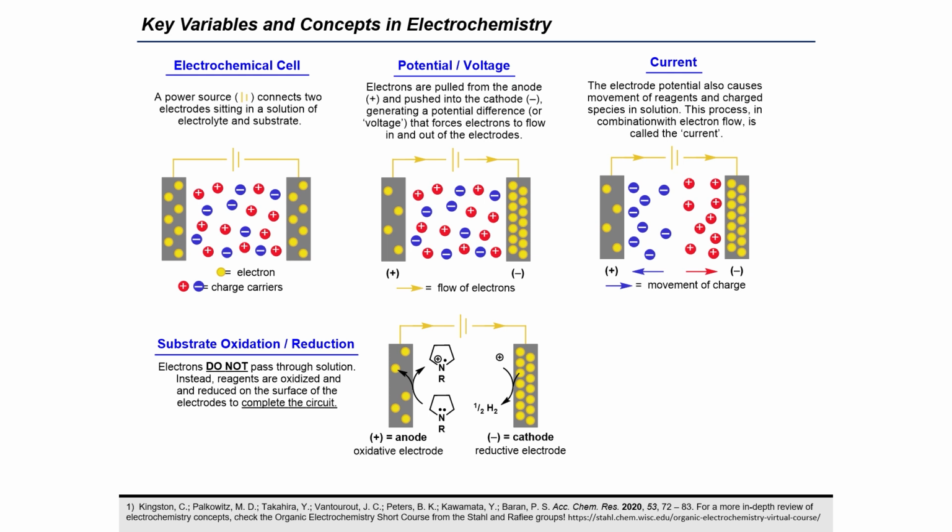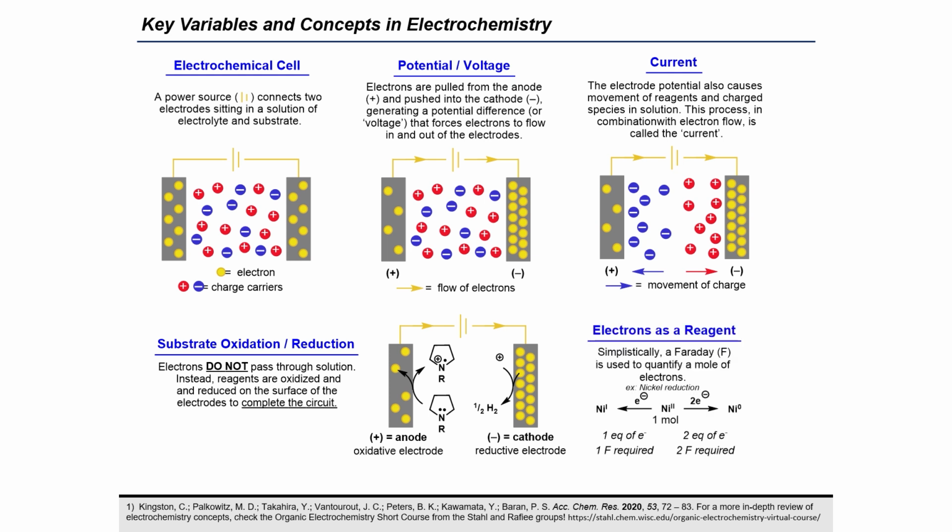If a substrate is oxidized, then something must be reduced in an equal amount. Electrochemistry requires balance of redox events at each electrode or current simply will not flow. For instance, in the Shono oxidation, which we will discuss later, amine oxidation at the anode is paired with proton reduction at the cathode. Both events are required for the reaction to work.